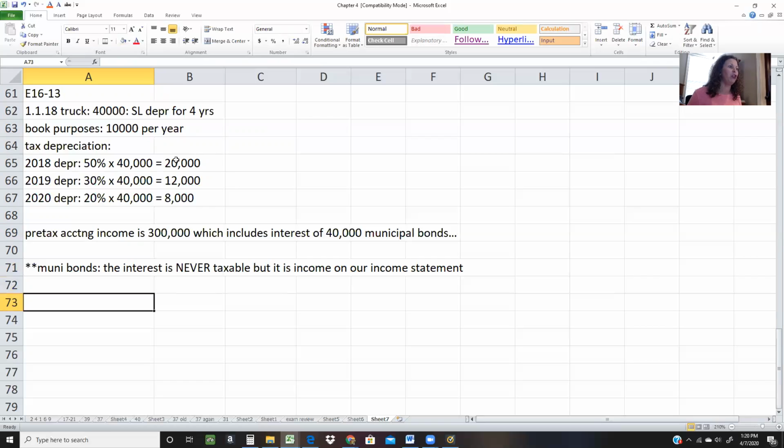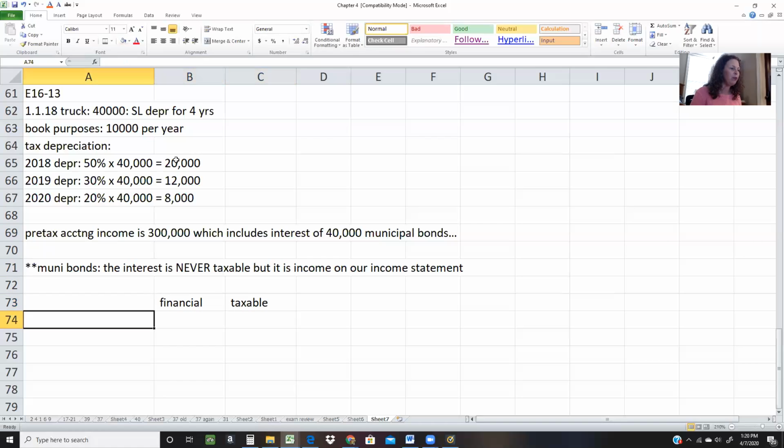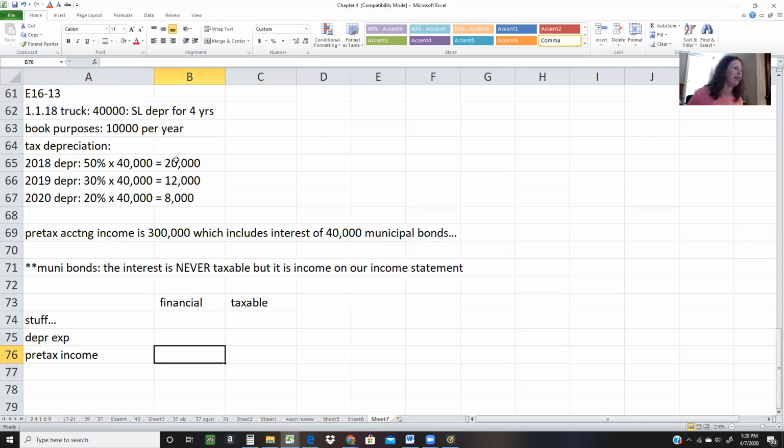So what I'm going to do first is I'm going to do the problem ignoring the 40,000, and then I'll bring it in. First I'm just going to pretend like I don't know what to do with that and solve the problem, which is probably what you did potentially. So let's do our book tax differences. We have our financial income and our taxable income. We have stuff, and then we have depreciation expense to get our pre-tax income. They gave me pre-tax income of 300,000, and that's accounting income, which is financial income. So I'm ignoring the 40,000 because I'm pretending I don't know what to do with that.